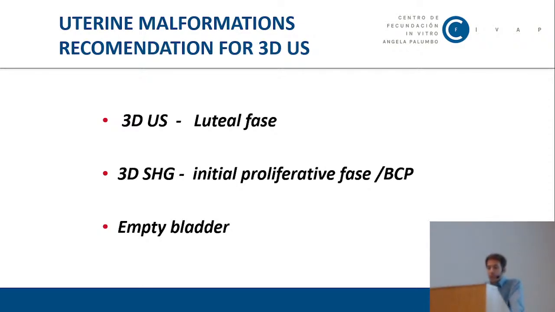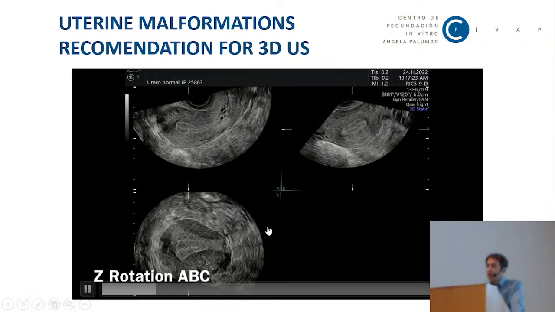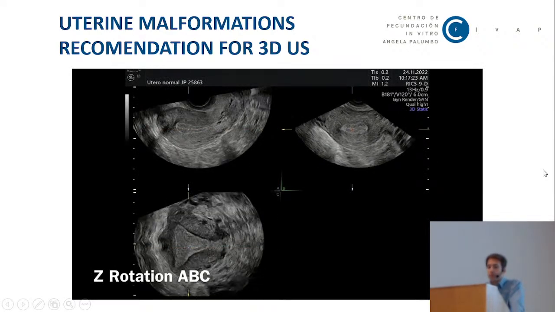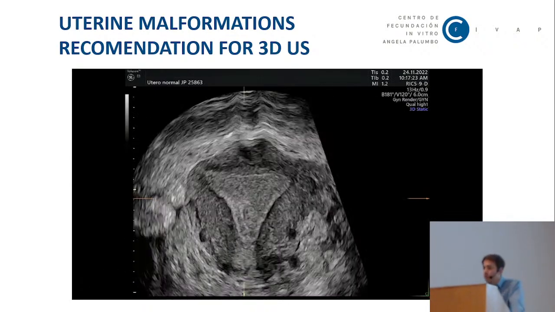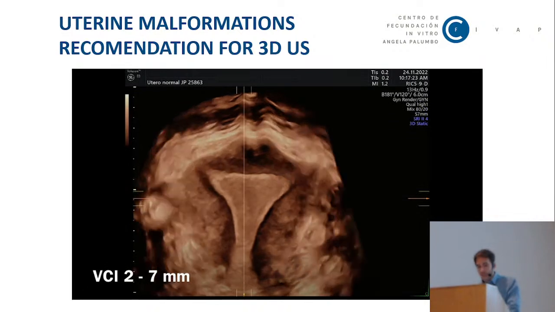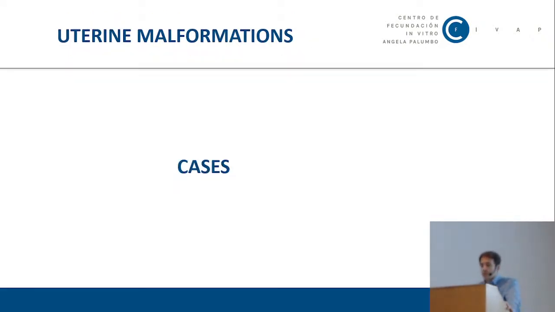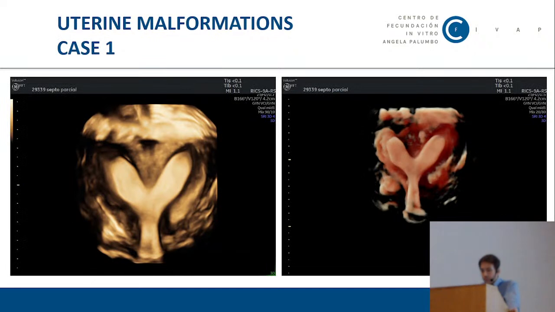It's very easy. We do theta rotation in B, theta rotation in C, and we have the coronal plane, and then you can do the VCI 2 to 7 millimeters, and you have a perfect view of the coronal plane for doing the diagnosis. Now we will see some cases to try to understand how to do the classification of the uterine malformations. This is case 1.